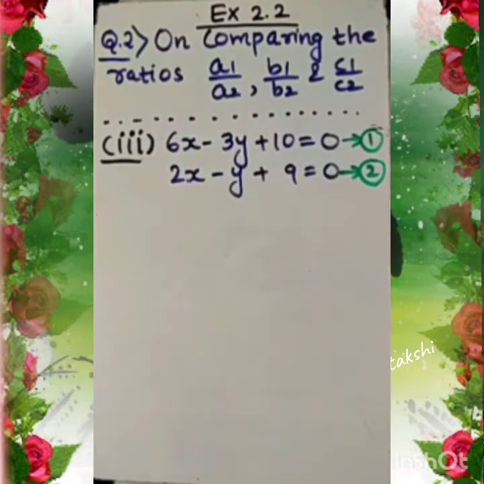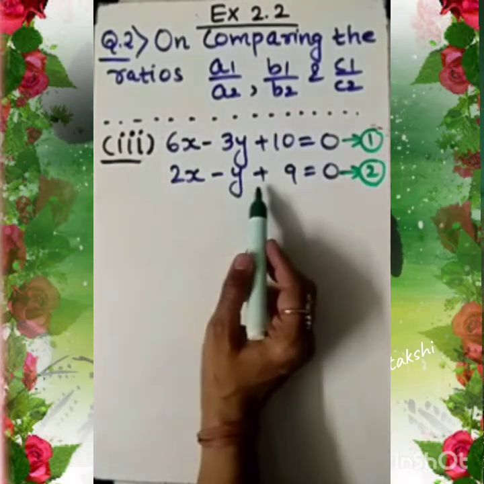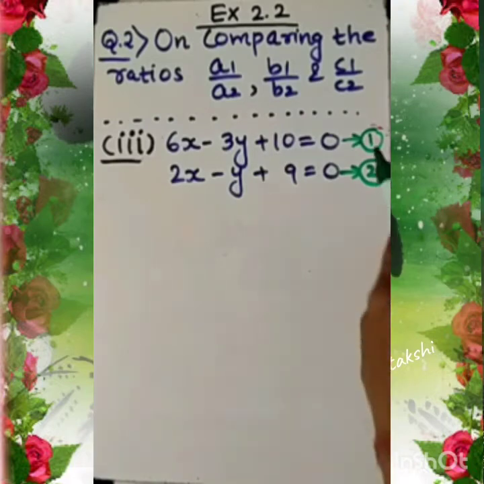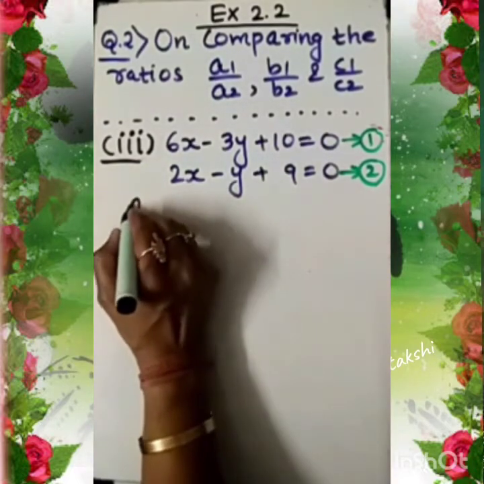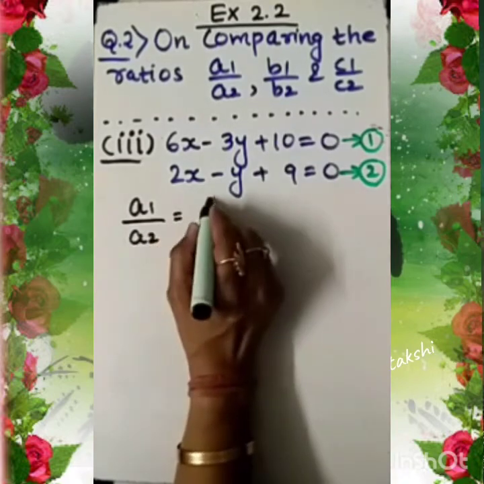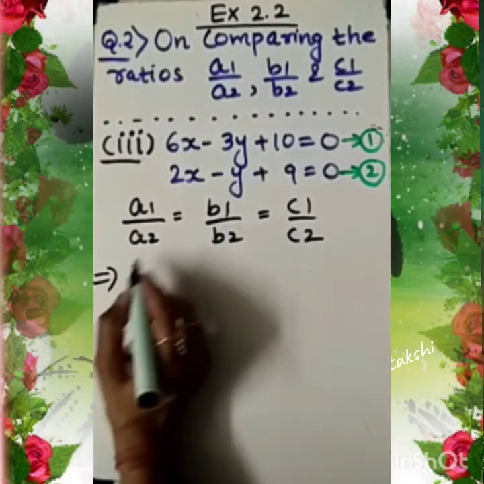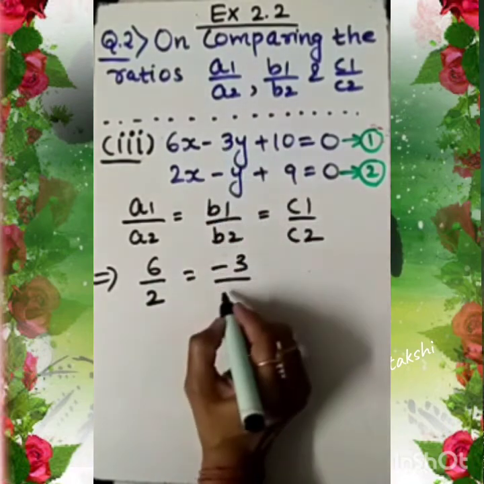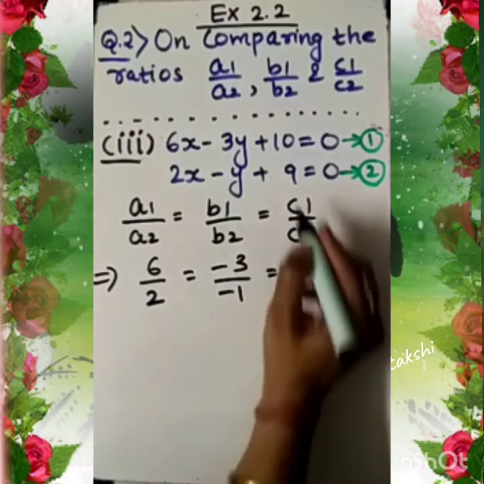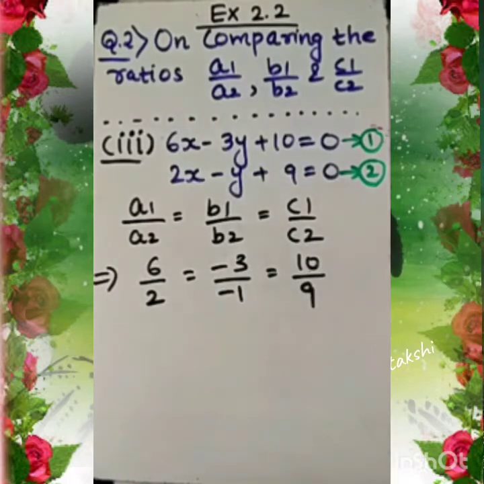So in the third question, we are given 6x minus 3y plus 10 equal to 0, 2x minus y plus 9 equal to 0. Let me call this equation 1 and this equation 2. First of all, as usual, I am going to take the ratio of all three: a1 by a2, b1 by b2, c1 by c2. This is 6 by 2, minus 3 by minus 1, and 10 by 9.